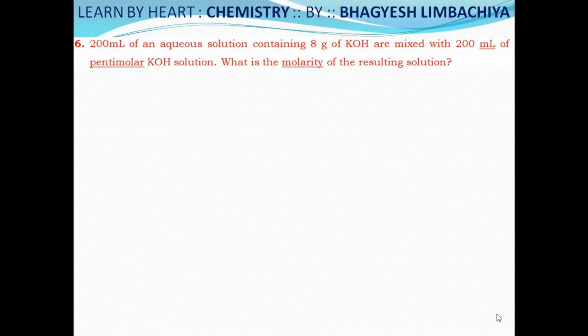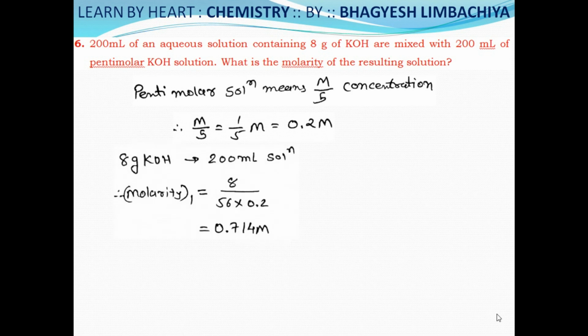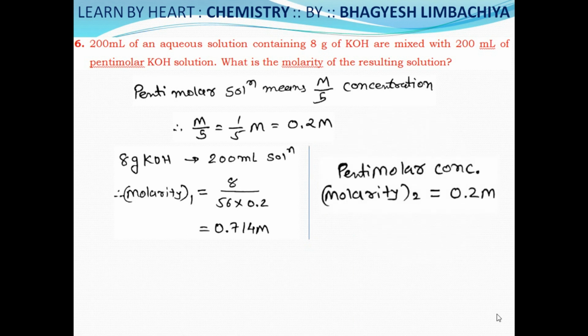200 ml of aqueous solution is having 8 gram of KOH, and it is mixed with 200 ml of pentimolar KOH solution. Then you are asked the molarity of the resulting solution. See, first of all, pentimolar solution means M by 5 concentration. It means the molarity will be 0.2 molar. Here 8 gram of KOH is given to you, which is dissolved in 200 ml. So molarity 1 will be 0.714, and it has a volume 200 ml. Next is pentimolar, meaning the concentration is 0.2, and both are mixed together.